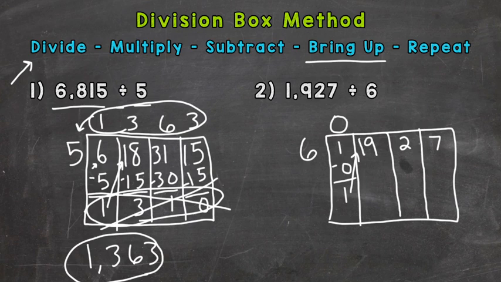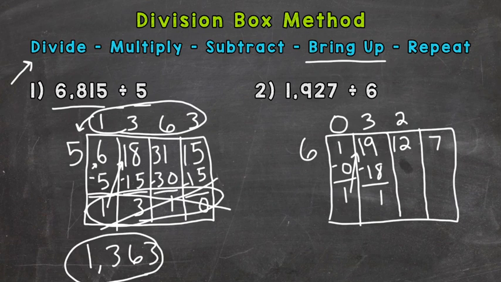Well, we can pull 3 groups of 6 out of 19. That gets us to 18. So let's put our 3 here. 3 times 6 is 18. Subtract, we get 1. Bring that 1 up, and we have 12. So 12 divided by 6. How many whole groups of 6 out of 12? Well, 2.